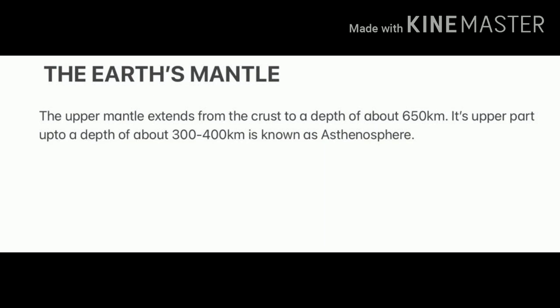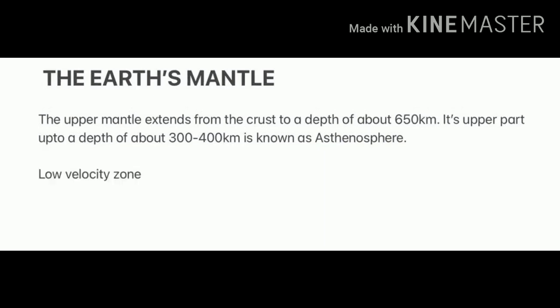The presence of the soft layer in the upper mantle was suspected by Beno Gutenberg in 1926. He noticed that the velocities of the earthquake waves slowed down below 150 km. This zone is called the low velocity zone. Below the asthenosphere, from 400 to 650 km, is the transitional zone which separates the upper mantle from the lower mantle.